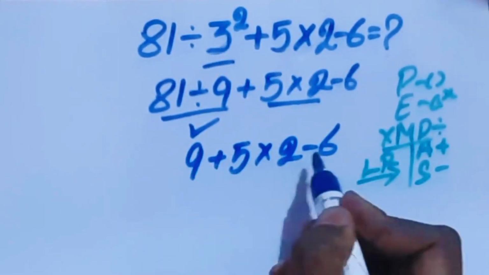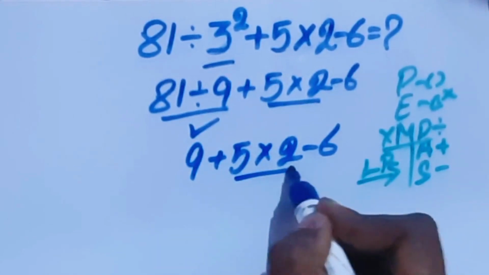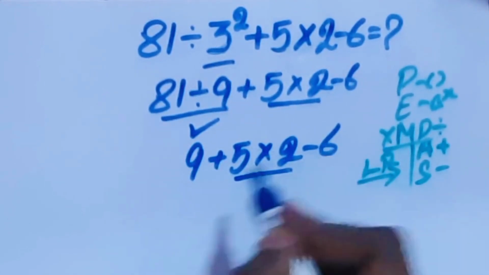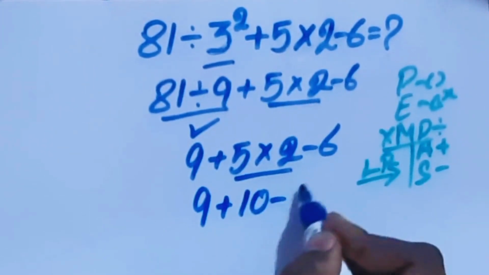Here we have addition, multiplication and subtraction. Here multiplication is higher priority than addition and subtraction. So we have to do this multiplication before the addition and subtraction. So 9 plus 5 times 2 is 10 minus 6.